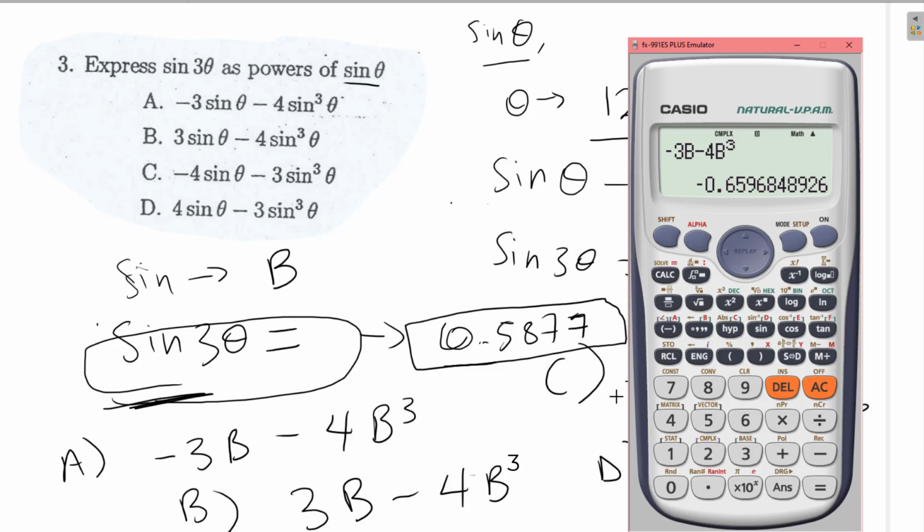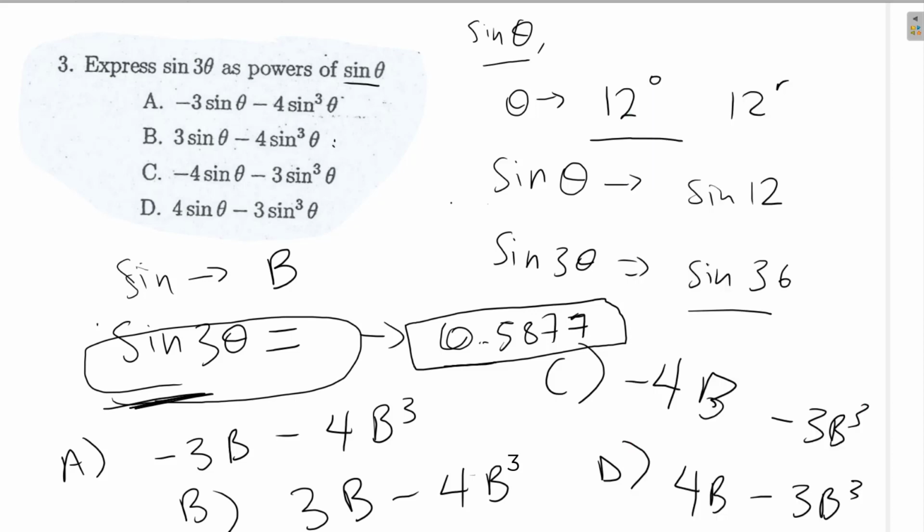So we try option B. 3b minus 4b cubed. So b and then cubed. This gives us 0.5877, so we do not even go on further. Our answer is B. Next question.